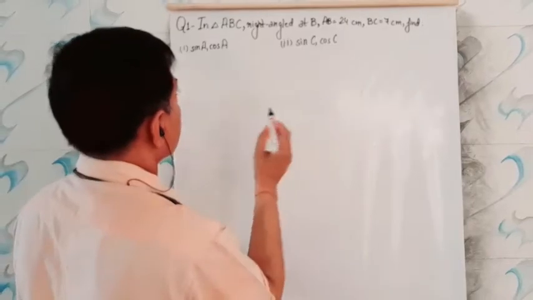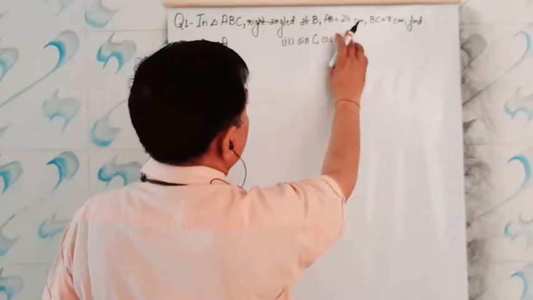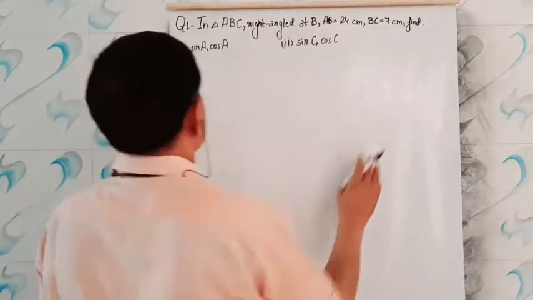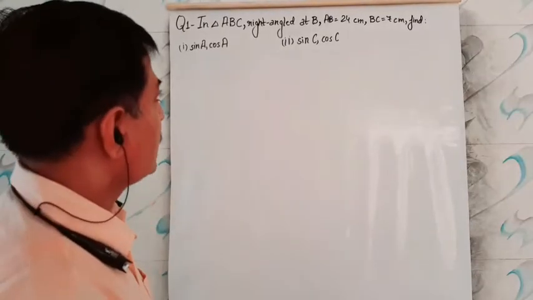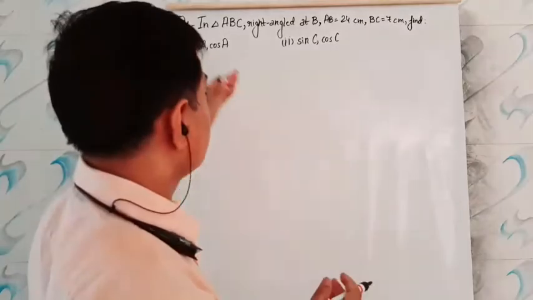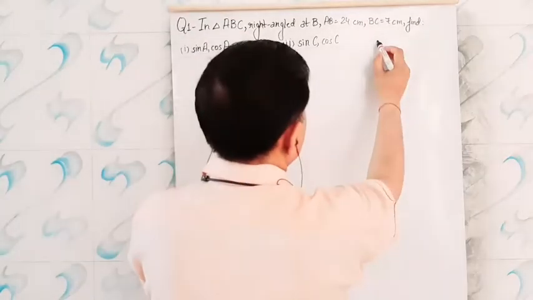In triangle ABC, right angled at B, AB equals 24 centimeter, it is given, and BC equals 7 centimeter. Find sine A, cos A, sin C and cos C. These are the trigonometric ratios which we have to find. So first we will draw the figure.